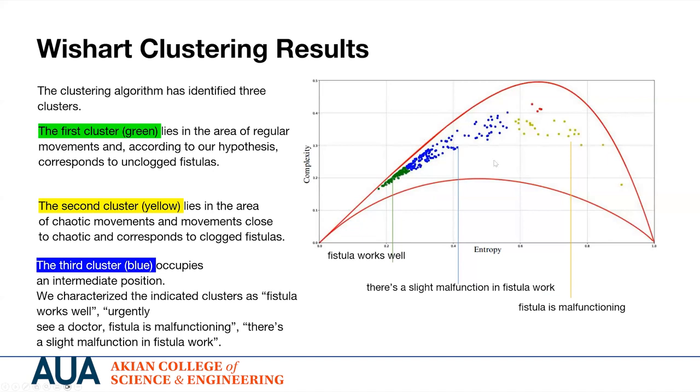And we have a relatively big cluster in the middle, which we consider is, we cannot give a certain answer if it's a working or non-working fistula. And this cluster is the question for the next part of our work, how we can analyze this data. Also, we got a very small cluster in the top where complexity and entropy are very, very high.